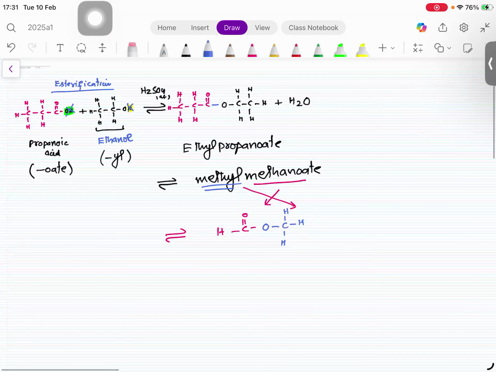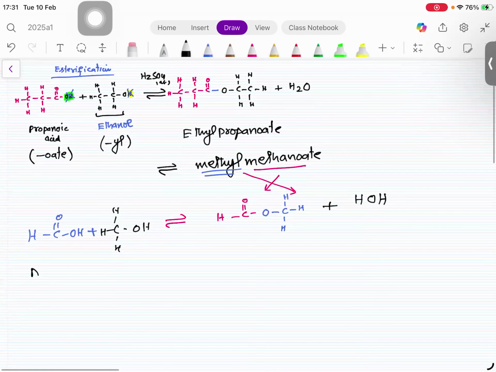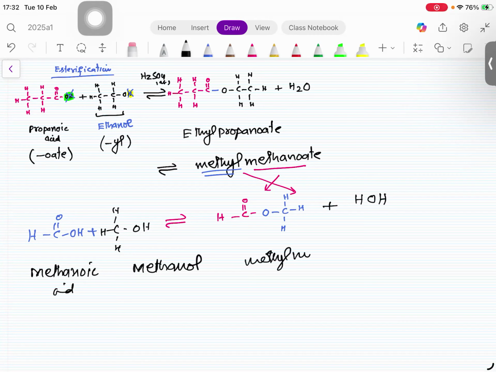Now the next question is, can you write a full equation for the formation of methyl methanoate? So which two things you need to make this compound? Carboxylic acid, and which carboxylic acid? Methanoic acid like this. And which alcohol? And they combine to give what? Okay. So this is methanoic acid. This is methanol. And this is methyl methanoate.